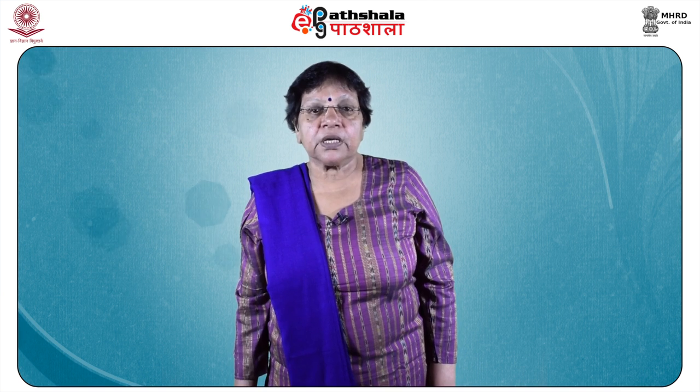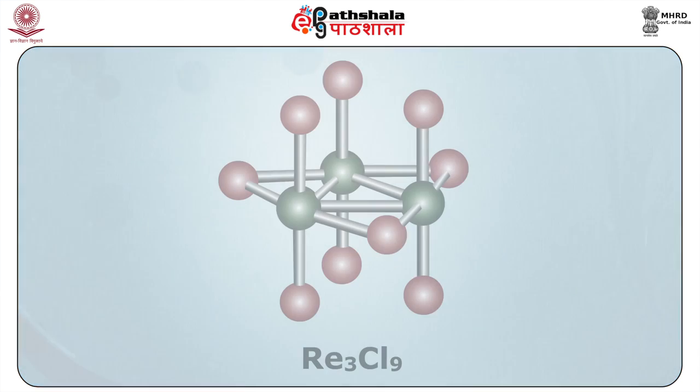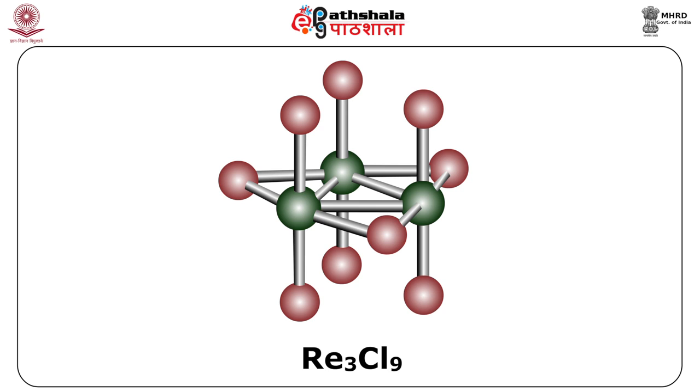The next type of cluster is the trinuclear cluster. Among the best studied examples of trinuclear clusters are those of rhenium, such as rhenium trihalide, with the formula ReCl3 and their derivatives, as you can see in this figure. Each rhenium atom is bonded with the other two rhenium atoms by a metal-metal single bond. They are also bonded indirectly through three bridging chlorine atoms, where each rhenium ion is also bonded with two chloride ions above and below the rhenium triangular plane.